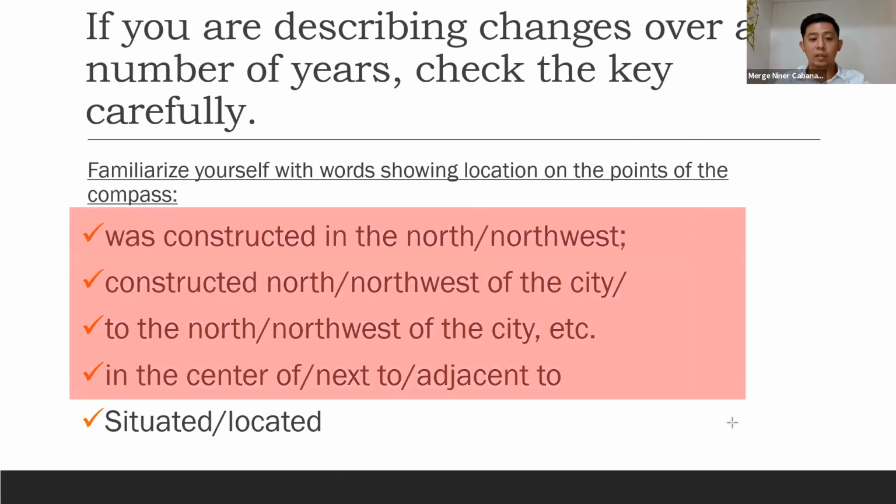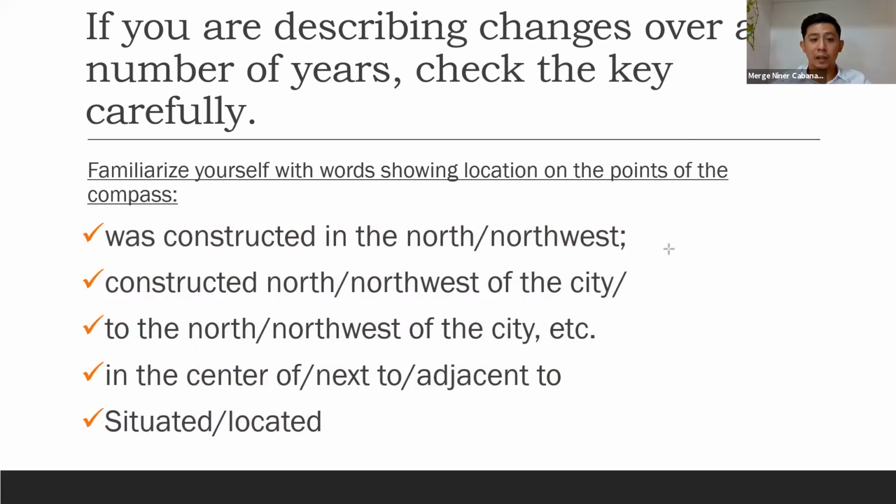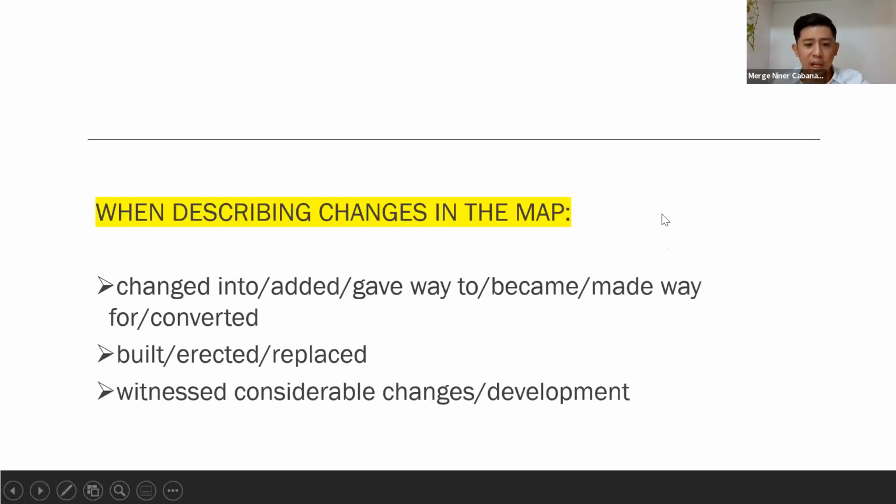So was constructed in the northwest, constructed north of the city. To the northwest of the city, in the center of, next to, adjacent to, situated, and located, so that you may be able to show the changes in the map. Now, what about describing changes? What are the sentence structures? What are the words that I can use to present the changes in the map? Well, here they are. If you want to present the changes, you may use the words changed into.